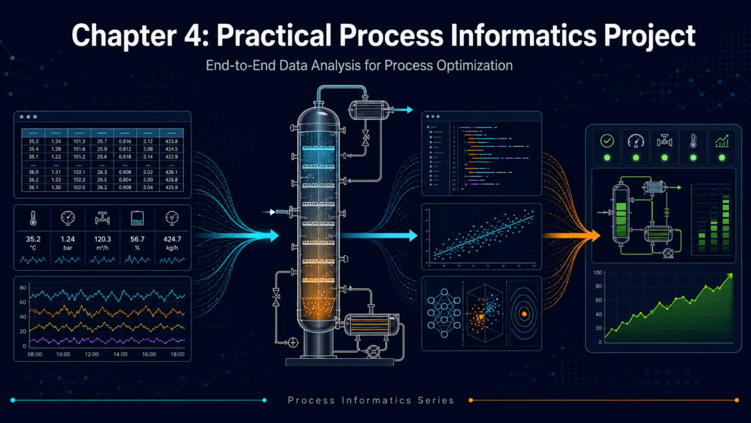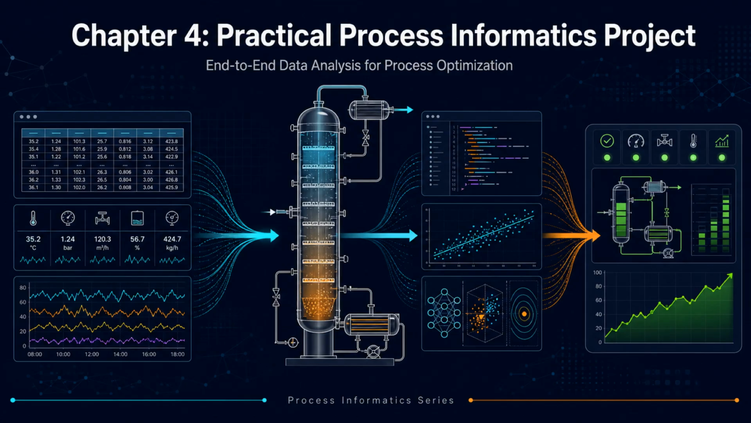Welcome to Chapter 4, the final chapter of the Introduction to Process-Informatics series. Now we put theory into practice with a comprehensive case study, building a soft sensor for a distillation column. We will work through the complete data science pipeline, from exploratory analysis through model deployment. You will learn to handle real industrial data challenges, compare multiple modeling approaches, and deliver quantifiable business value through process optimization.